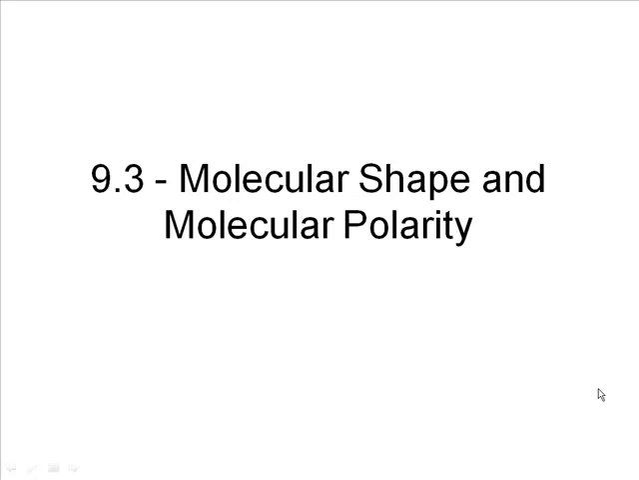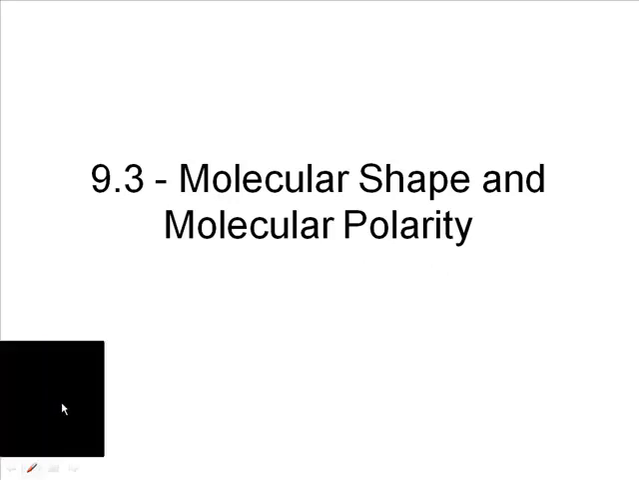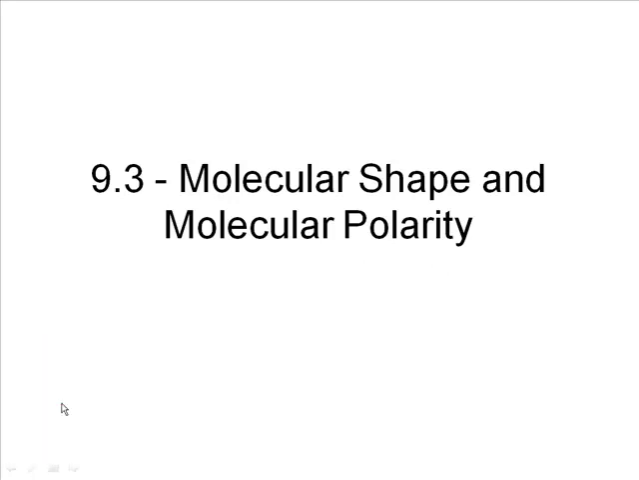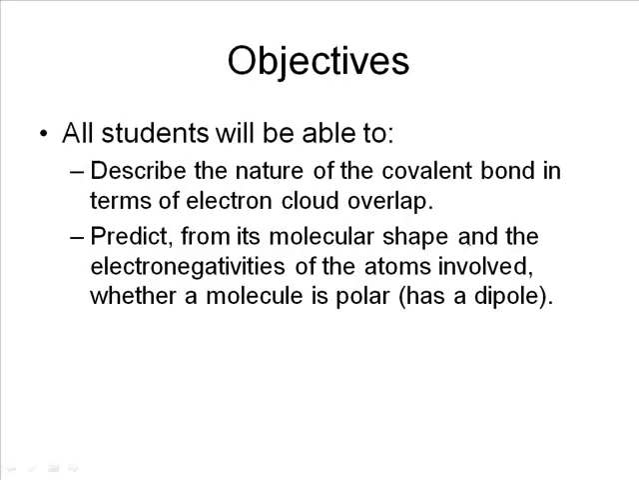Today we're going to be talking about the molecular shape and how that might affect the polarity of a molecule. So yesterday we talked about shapes of molecules, about tetrahedrals and trigonal bipyramidals. And what we're going to do today is talk a little bit about how that affects whether a bond is what we call a polar bond or not.